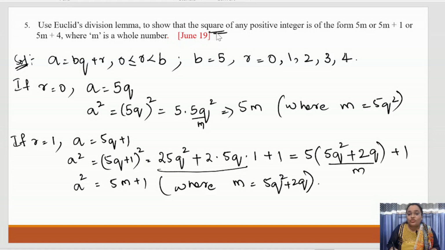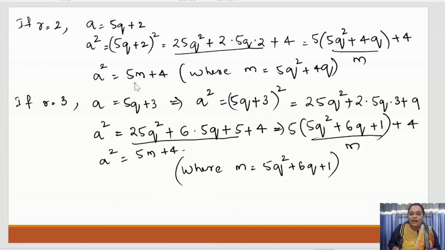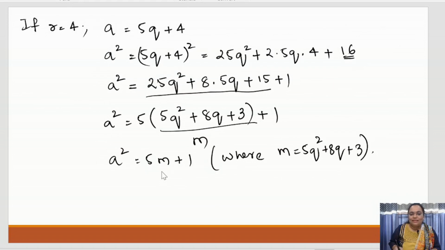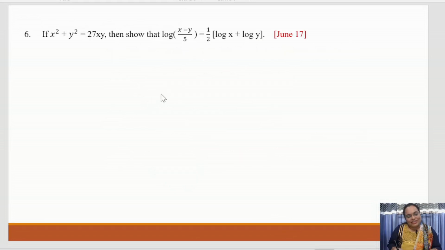So see here we have shown that the square of any positive integer is of the form 5m, 5m + 1 and 5m + 4. Clear? So let us see the next question.